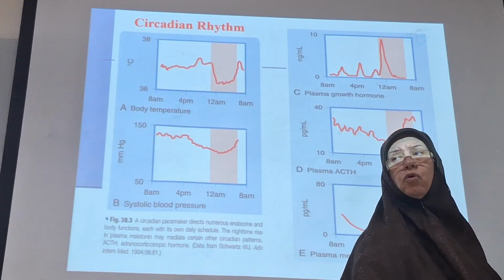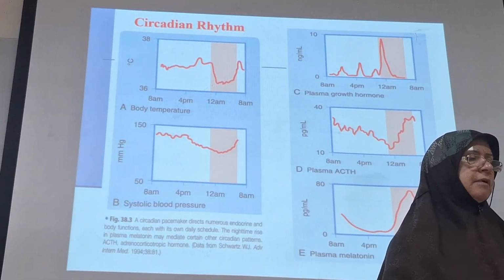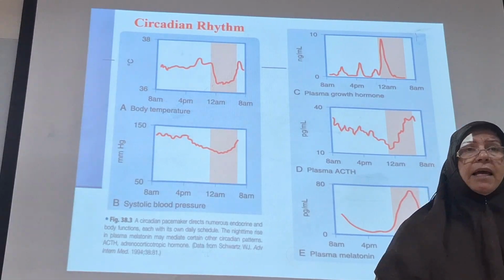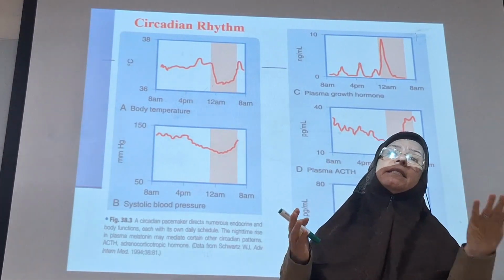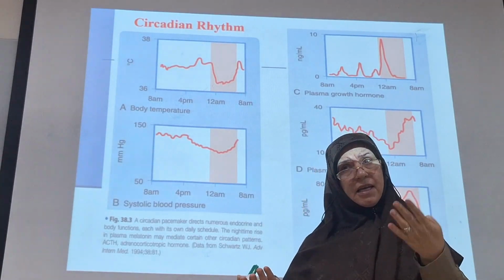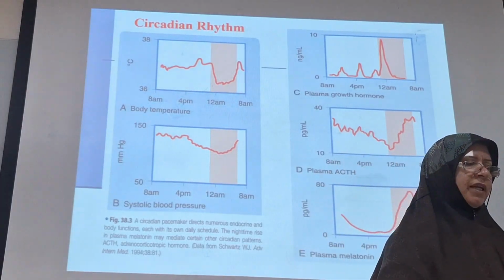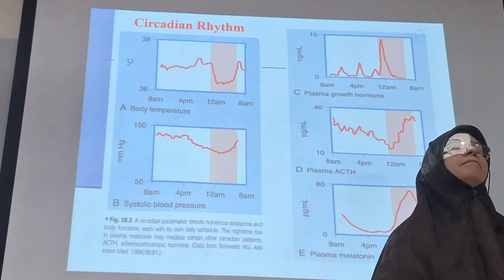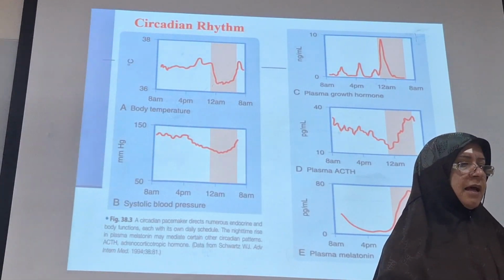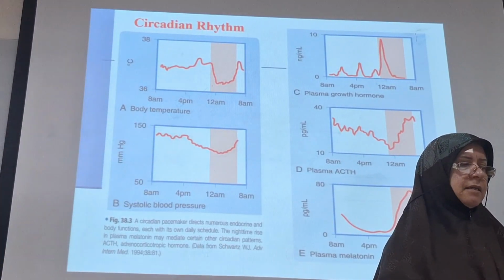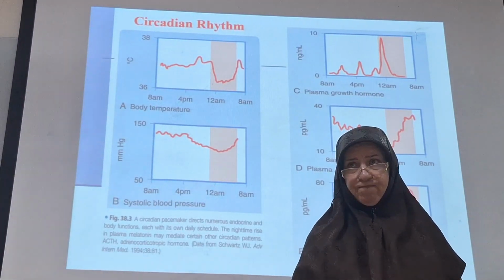And for melatonin, GH and ACTH, cortisol depend on the sleep-wake cycle. What about melatonin? 24 hours. Darkness-lighting cycle. Okay? And in darkness, melatonin secretion increases.